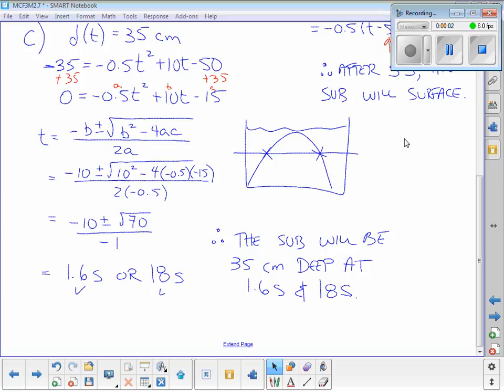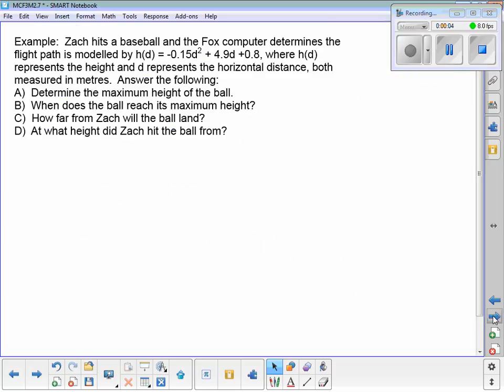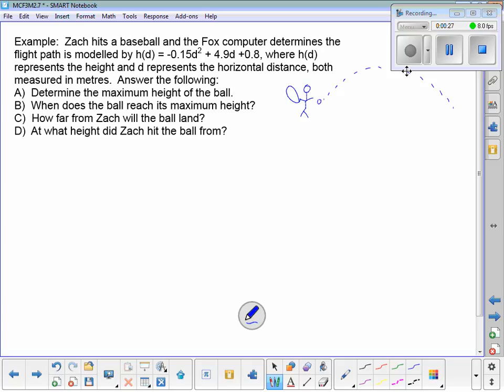All right, so welcome back. Let's move on to that last example then. In this example, Zach hits a baseball, and the Fox computer, so this is the Fox Sports Network, determines the flight path is modeled by that equation right there. So we have Zach and his bat, and the ball follows that parabolic arc.